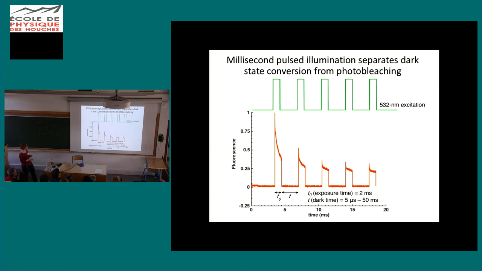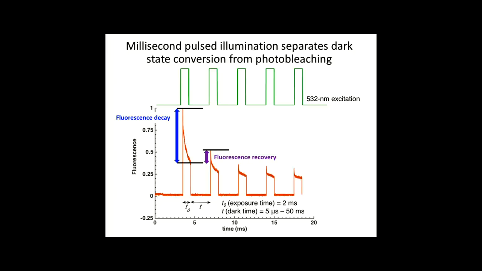Okay, so this millisecond pulsed illumination can separate this dark state conversion from this photobleaching, and this is an example of that. So this is an example of a pulsed excitation. These are about 2 milliseconds wide, and then you could tune this rep rate, the timing between pulses. What you typically see when you do this is that when you turn on illumination, you see fluorescence and it can rapidly decay. You turn off the light, the signal goes down. You wait and you do this again and you get a pattern like this.